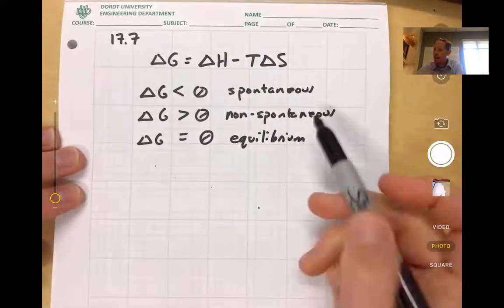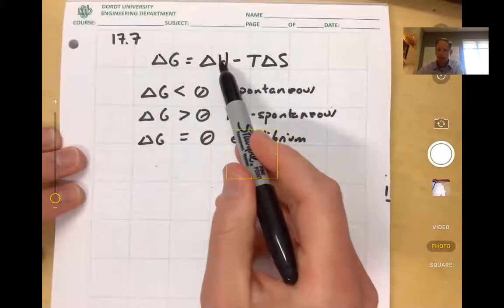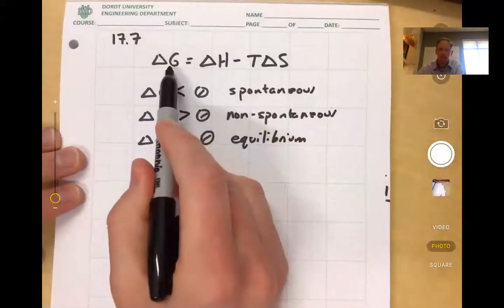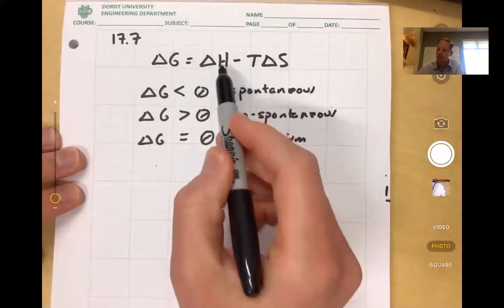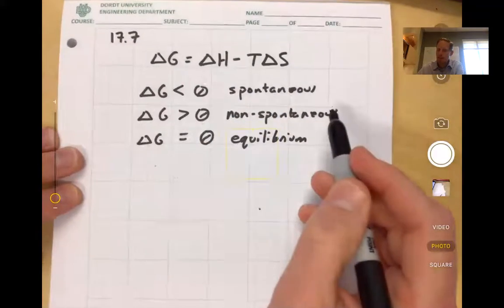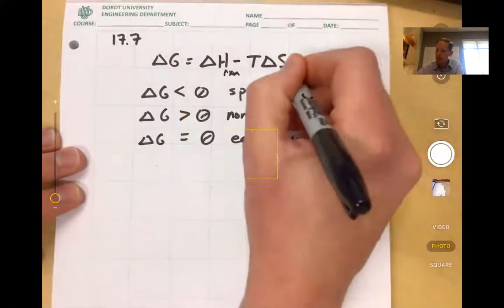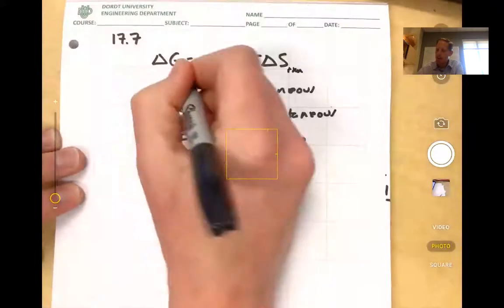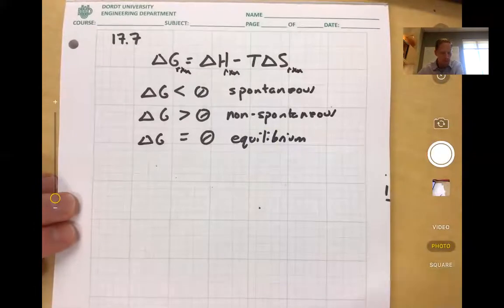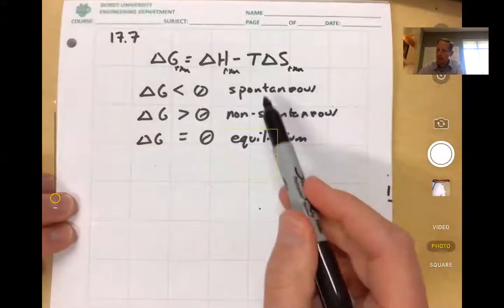And so we can see how these different terms affect spontaneity. This is the enthalpy for the reaction. This is delta S for the reaction. And again, the usefulness of this function is that we're considering only properties of the system itself. We don't have to look at what's happening in the surroundings. And so we could rewrite this as showing that these are referring to the particular reaction that we're interested in, in this particular system. And we can also see how the enthalpy and the entropy contribute to spontaneity.